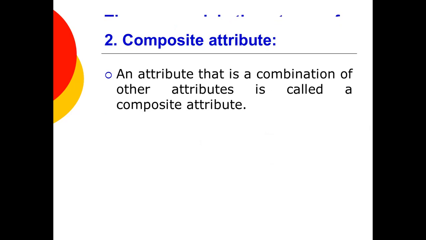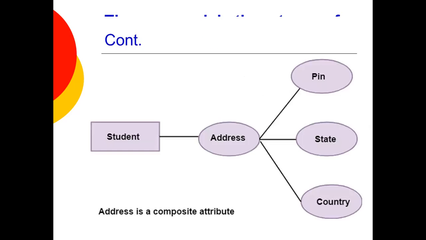Number two, the composite attributes. An attribute that is a combination of other attributes is called a composite attribute. Suppose we have one attribute, and if we enhance that particular attribute, it may have more than one attribute. If we can divide one attribute into a number of attributes, it is called a composite attribute.